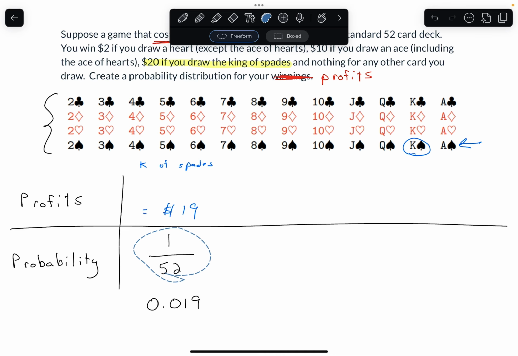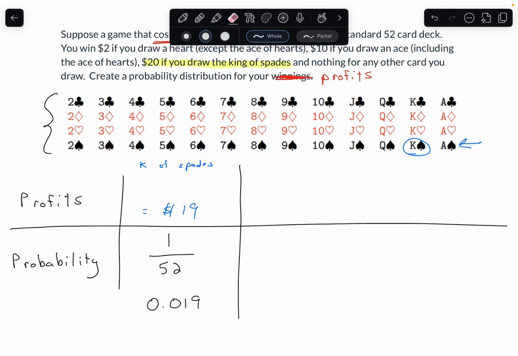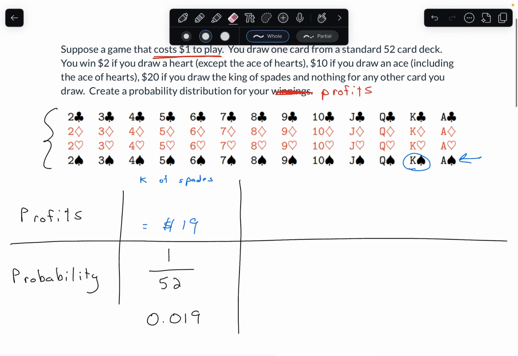And that's all I need to do for this first outcome. I've talked about the profit and then the probability of that profit. I've given both the fraction and the decimal. All right, so there's the first case. Let's go ahead and consider another case here. I'm actually going to work my way backwards here. And just so that I can keep track of them, we've counted the king of spades, so I'm going to get rid of that one right there. That's one card, one possibility that we don't have to consider now.